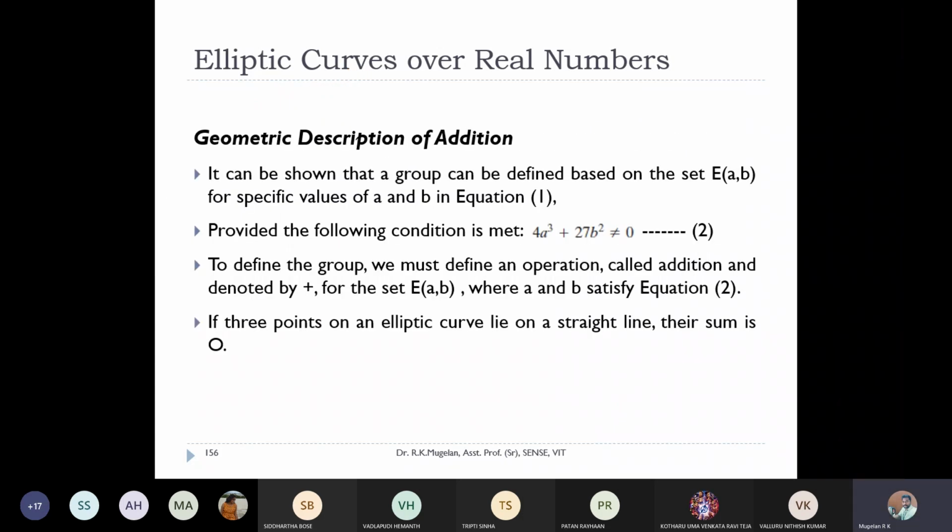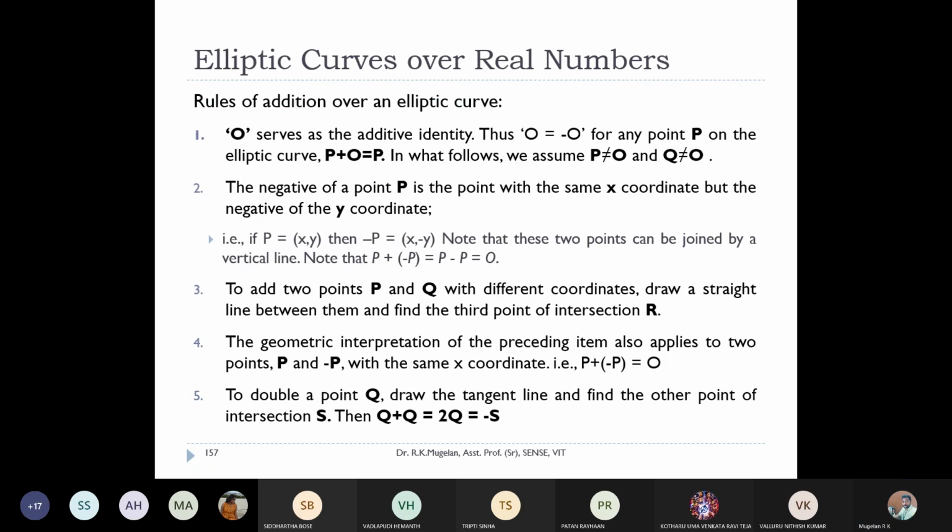So before moving into this one, you should be clear that the values of a and b will be chosen in such a way that they satisfy the following condition: 4a cubed plus 27b squared is not equal to 0. Don't worry, in the examination we will provide the values of a and b. This is only for your understanding. Now we move on to the rules of addition over an elliptic curve.